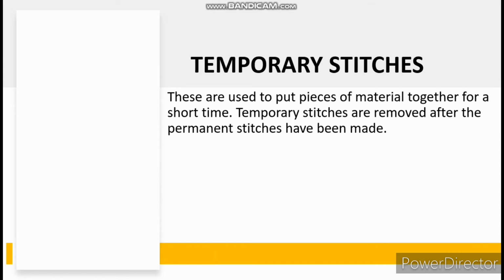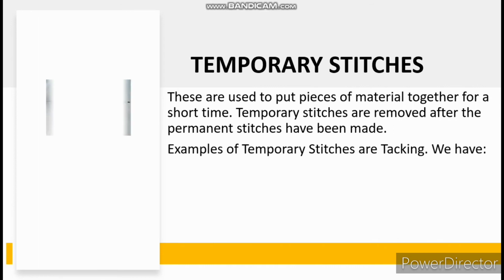Temporary stitches are not to be seen on the complete article because they are only a part of the process of sewing which aid the making of the permanent stitches. Examples of temporary stitches are tacking. 1. Even tacking. Even tacking are stitches and the spaces between them are equal.